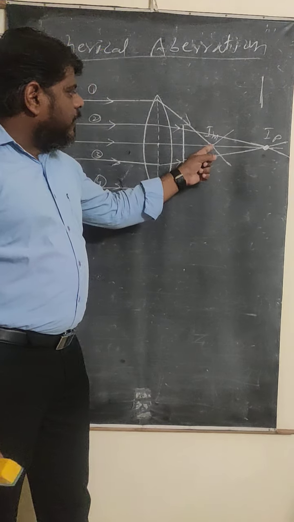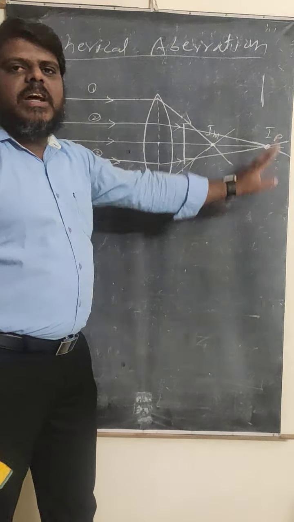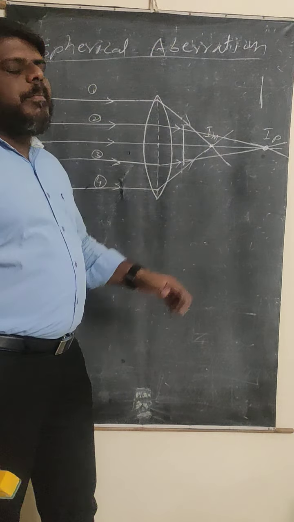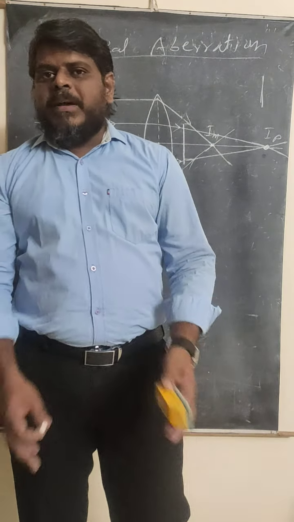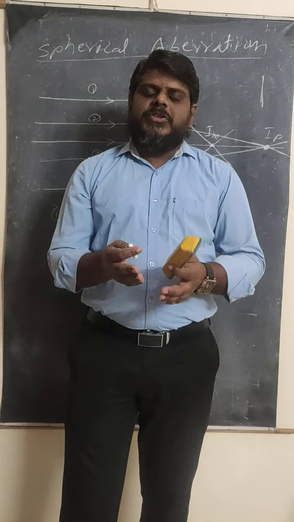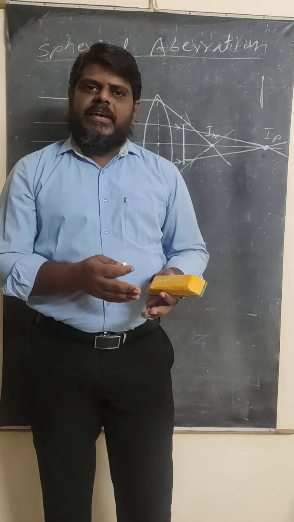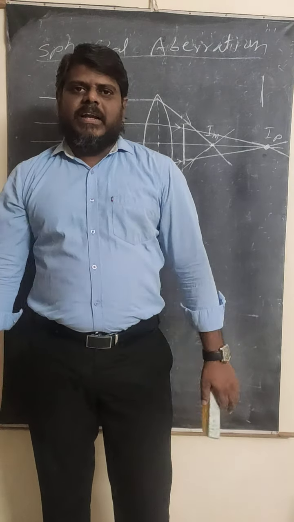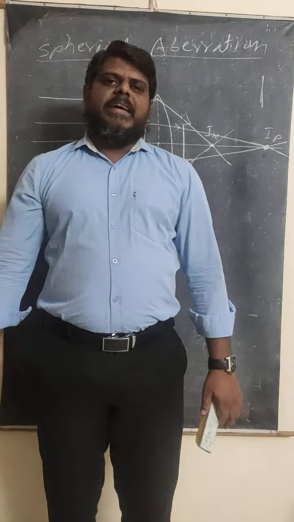So in this way, what happened? Only the IM image produced by the marginal rays will be produced. Paraxial rays do not produce the image. So in this way, what happened? The spherical aberration can be eliminated by using the stops. That means by using the stops, sometimes that will depend on us. If you want to block the paraxial rays, then the image will form by the marginal rays. If you are going to block the marginal rays, then the image will be formed by the paraxial rays.